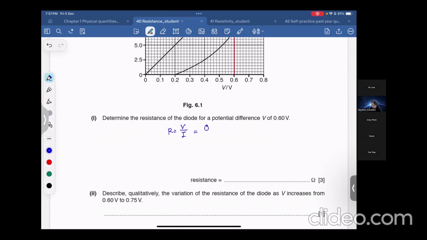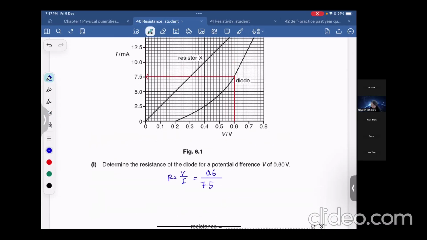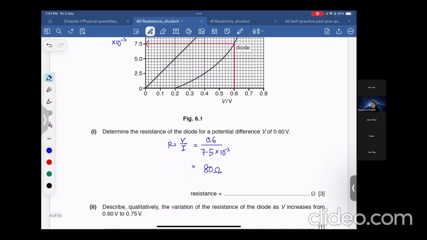So 0.6 divided by 7.5. I worried you would stop here, but so far all the answers you have given me are correct, because you are paying attention now. What is the prefix, or what is the unit? Milliampere. Milli is times 10 to the power of negative 3. So times 10 to the power of negative 3, and my answer here is 80 ohm. Okay, 80 ohm. Is that clear?